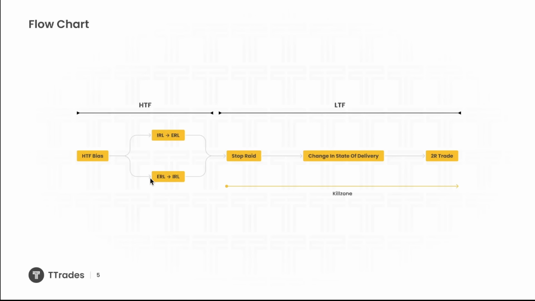Or I'm going to be looking for external range liquidity or a high and a low and trading into a fair value gap. Once I have that criteria met, I am then going down to the lower time frame, looking for a stop raid, a change in the state of delivery, and then I will be targeting just around a 2R trade, and this must all be done within a kill zone. So let's take a look at an example of this before we hop into TradingView.